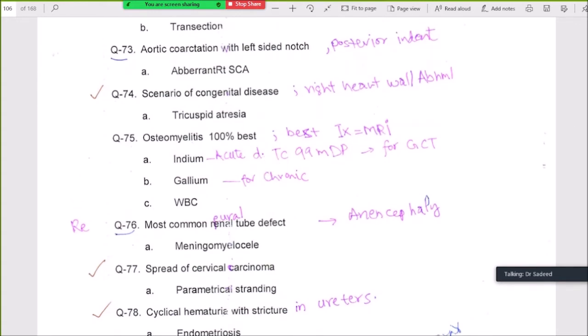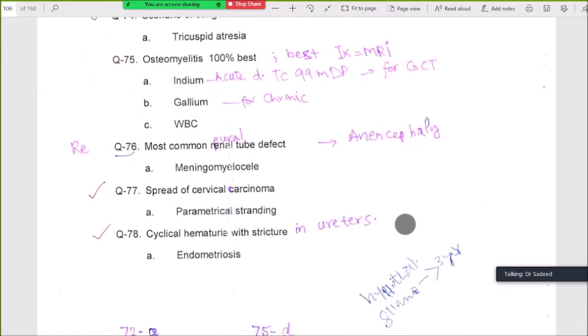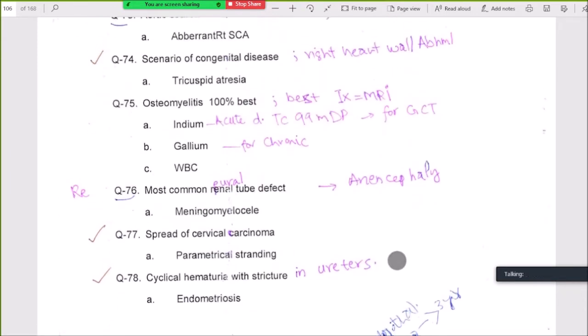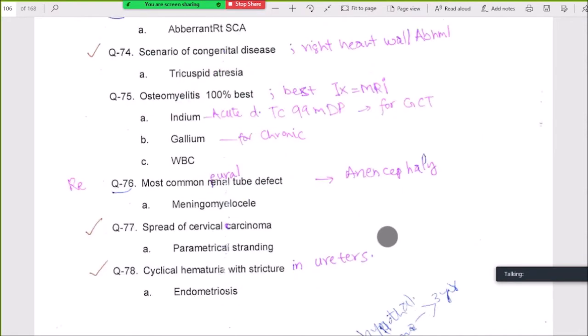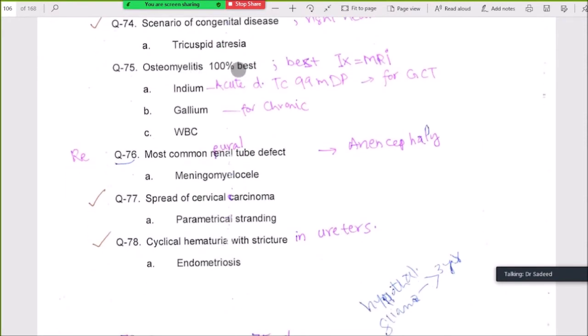Scenario of congenital disease, right heart wall abnormal. Diagnosis tricuspid atresia. 75. Osteomyelitis, 100% best is MRI. Osteomyelitis best again is technetium 99m MDP. Here is the answer: osteomyelitis 100% best is technetium 99m MDP. It is also used for giant cell tumor.